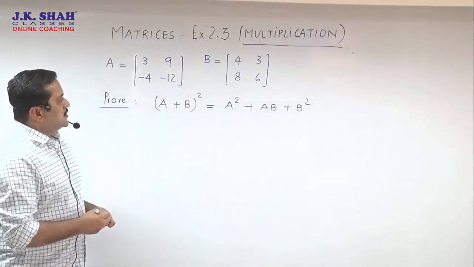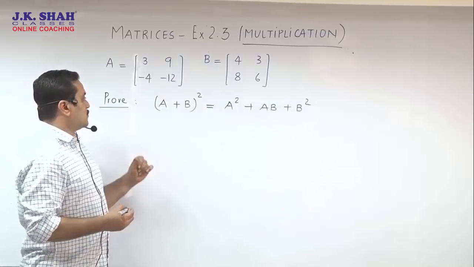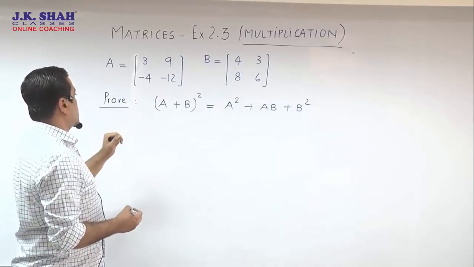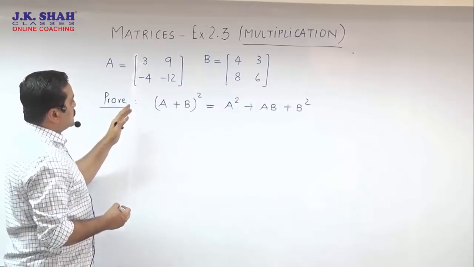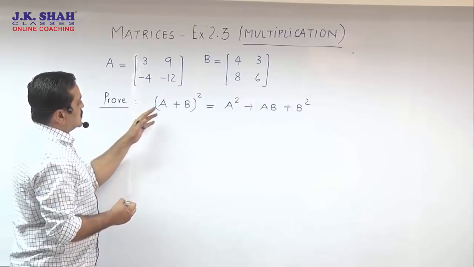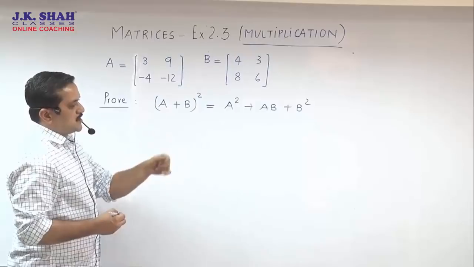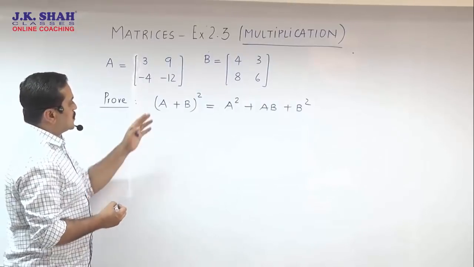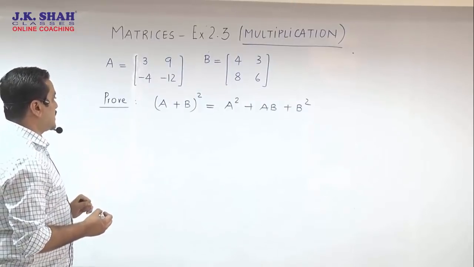So last 2-3 sums left in this exercise 2.3. Now that's a sum which is not from your current textbook, it is from my previous syllabus. I just got it because we have got only one sum of this nature right now in the new textbook. So I just got one extra sum from my previous textbook.